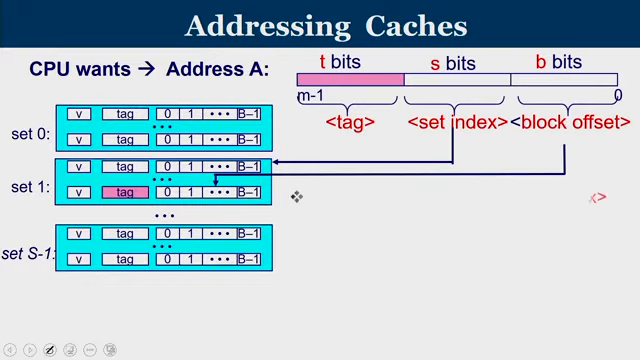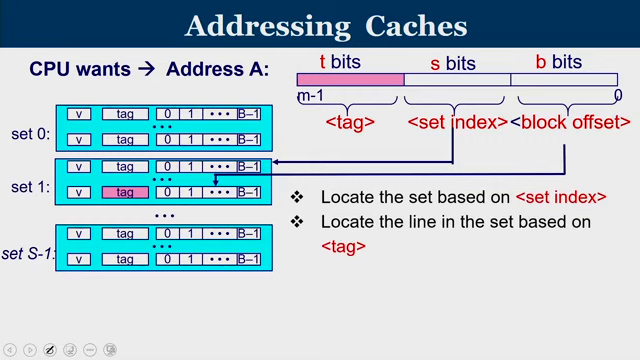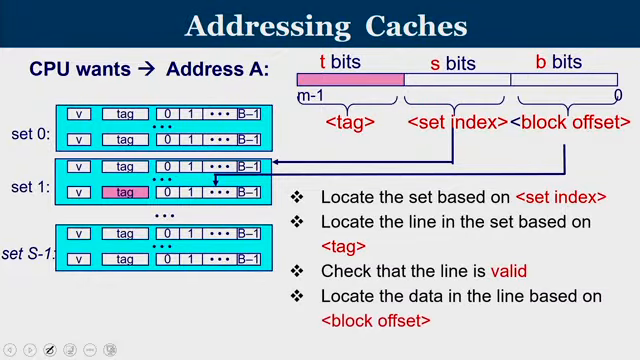So, what do you do to address a cache? First, you have to locate the set based on the set index portion of the address. Locate the line in the set where there is a tag that is perfectly matching. Wherever there is a tag match, check whether the valid bit is equal to 1 or not. If the valid bit is equal to 1, locate the data portion within the line based upon the block offset.